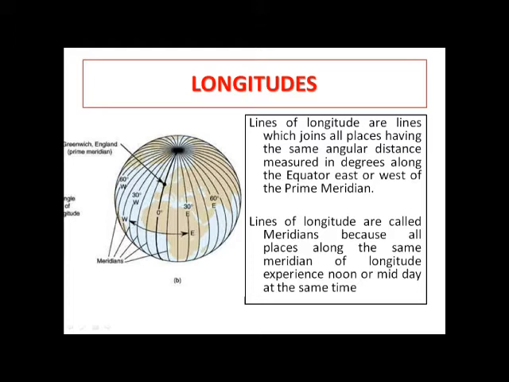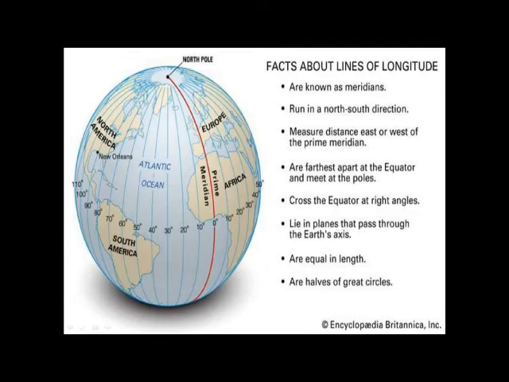Okay, the same line of longitude is numbered 180 degree east and 180 degree west. Thus, the 180 degree longitude that lies just opposite of the prime meridian 0 degree together form one complete circle. Let's look at some of the facts of longitude.